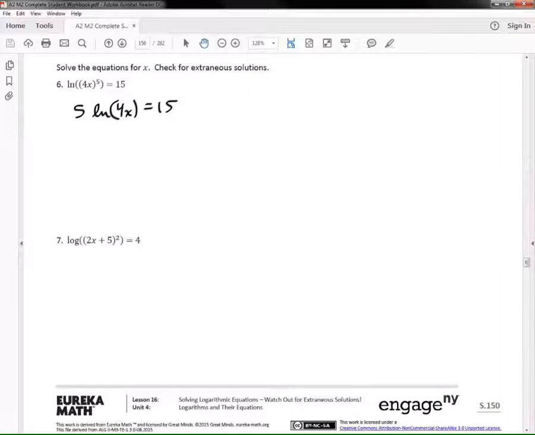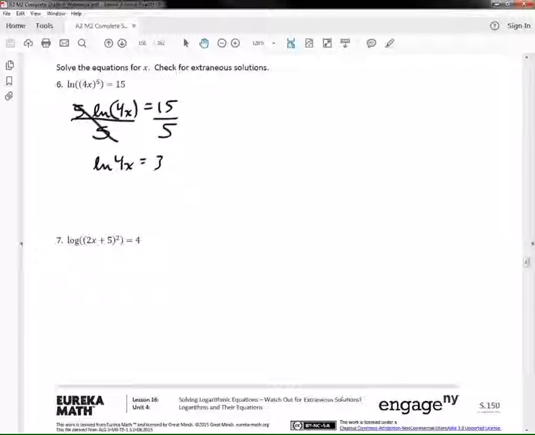Now if you want to get an x outside of a log, the log must be alone. Got to make the log alone. So that means we got to get rid of this 5 right here. How do we get rid of that 5? You divide by 5. So now I have natural log of 4x equals 3.